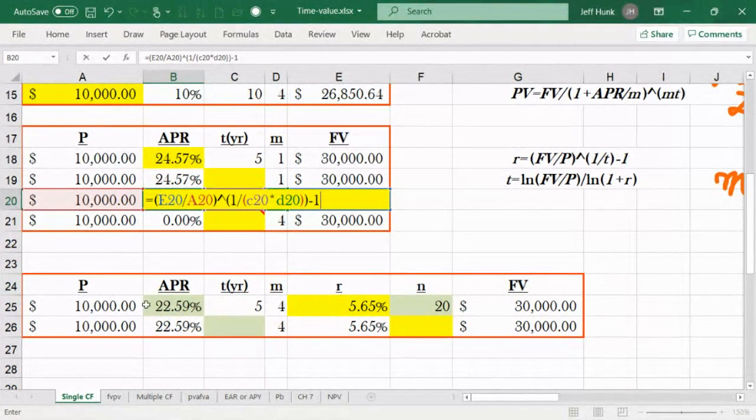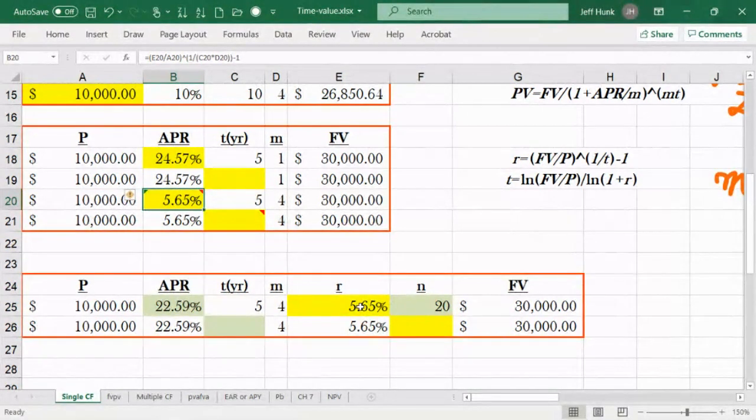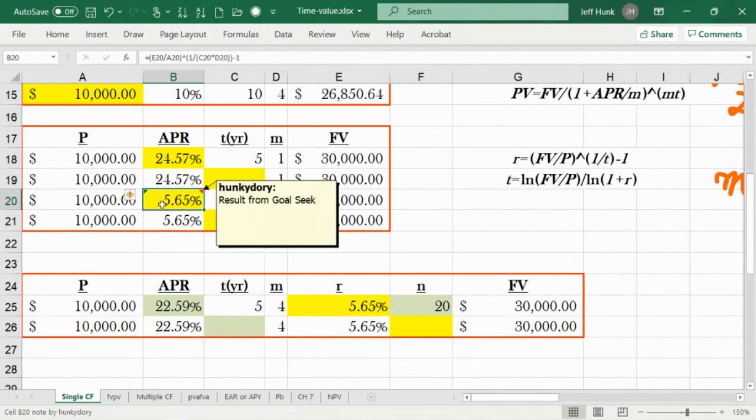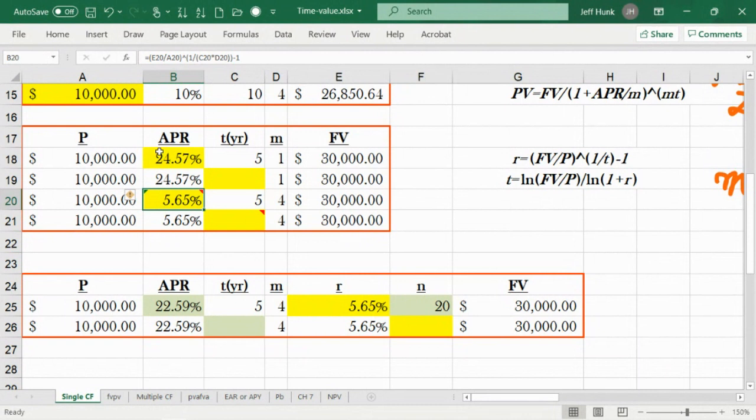So if you do that, what do you expect? What do you think you're going to get? You're going to get exactly the periodic rate. Yeah, that's right. That's what the formula is supposed to give. But then it's not the APR, right? What you have to answer eventually is APR. Then what do you need to do? You will need to put the whole thing in the parenthesis and multiply it by the number of compounding frequency, which is in D20, which is 4, and then you will get exactly 22.59.